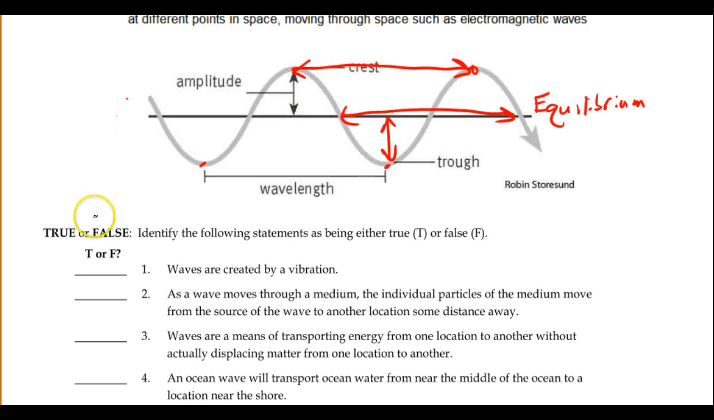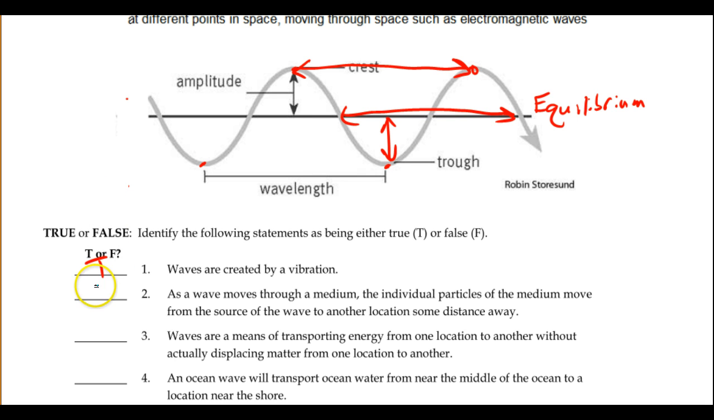True and false here. One, true, waves are created by a vibration. Something moves, that motion sets a wave in motion, which then travels along through some medium, or again, if it's electrons that are vibrating, they might be an electromagnetic radiation. Two, as the wave moves through a medium, the individual particles move, is false.